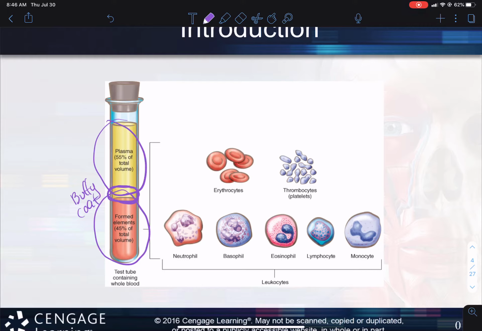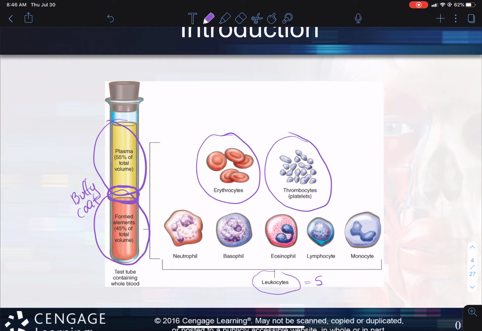There's actually a layer right in between the two that we call the buffy coat. The buffy coat is going to contain some really specialized white blood cells, which are part of the 45% of the formed elements. If we were to separate out what's actually within the 45%, we have the erythrocytes, like I said, those are the red blood cells, the thrombocytes, which are the platelets, and then we have the leukocytes, which are the white blood cells, and those come in 5 different flavors.